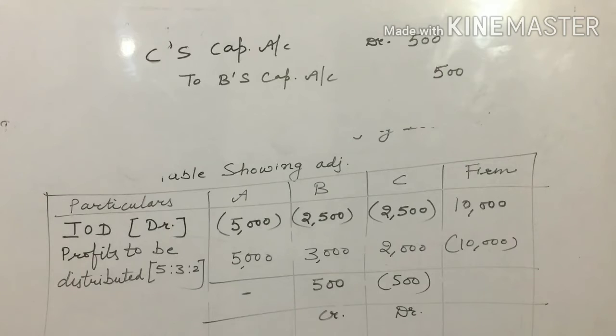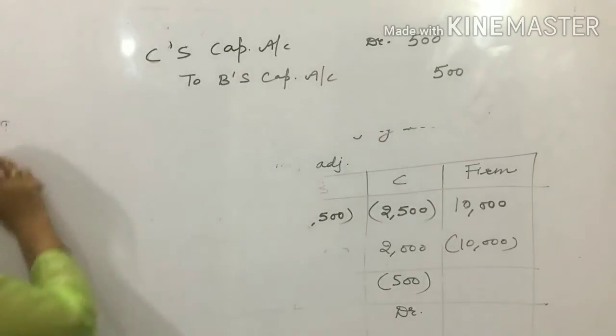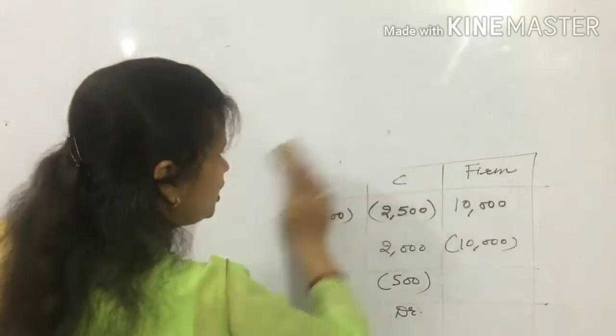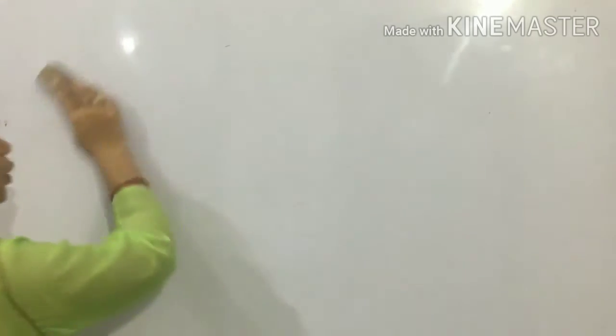Similarly, reverse situation may be there. Now we will discuss one more situation. When the firm has omitted to provide interest on capital and charge interest on drawings and also distributed profit in the wrong ratio.